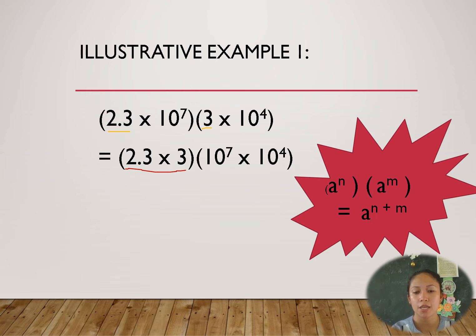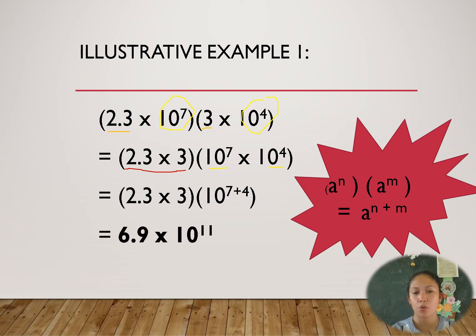Multiplied by, for the second factor, 10 to the power of 7 and 10 to the power of 4. So we have the same bases, so we will add 7 and 4. We will now apply the product of a power. What will be the result? If we multiply 2.3 times 3, that will give us an answer of 6.9. And then we will add the exponents 7 plus 4. That will give us an answer of 11.